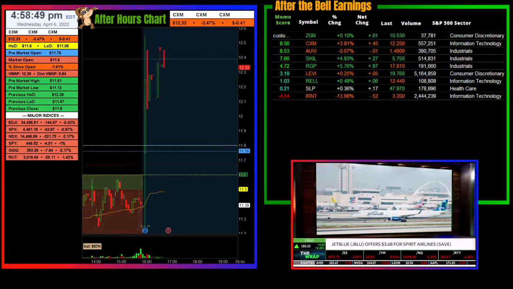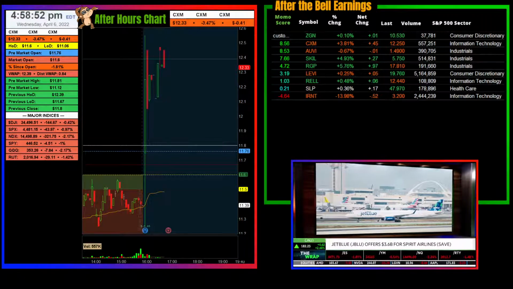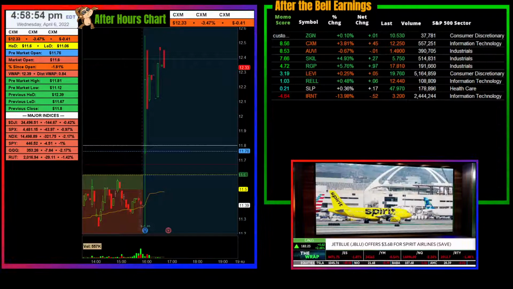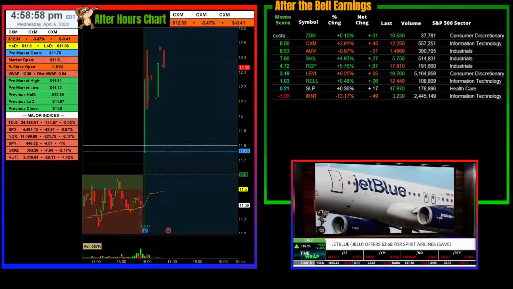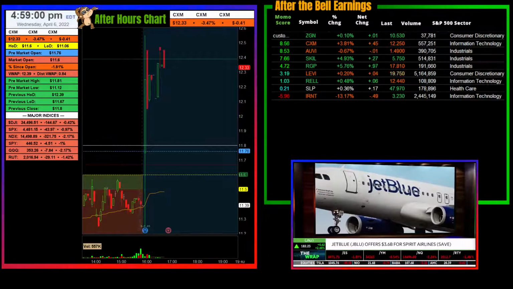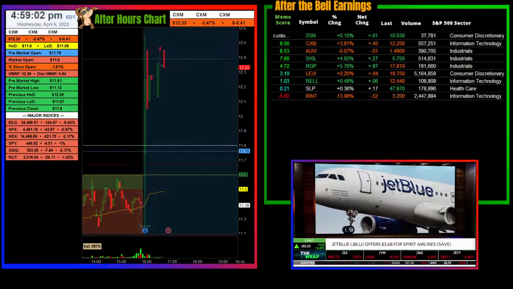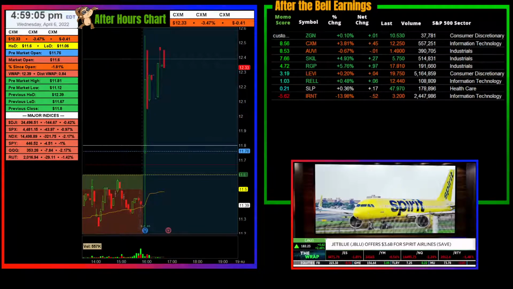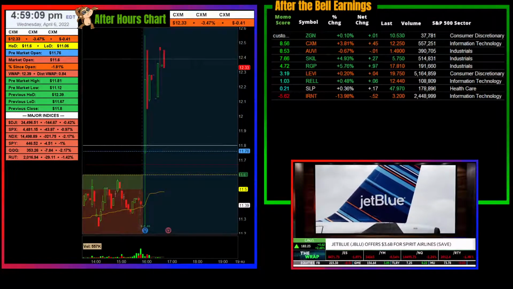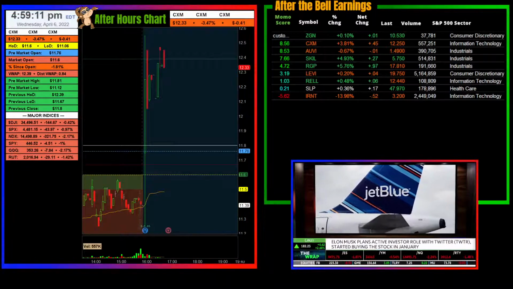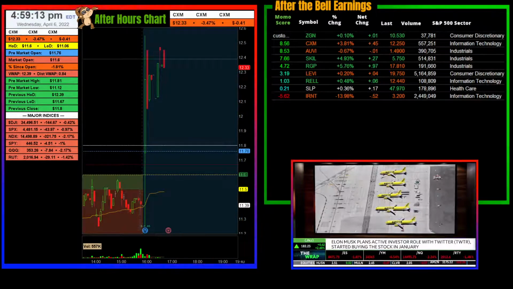Now, what about individual names? There was news today with JetBlue and Spirit Airlines. JetBlue is proposing an acquisition of Spirit Airlines, an all-cash transaction. When that news came out yesterday just after the close, we saw quite a rally in Spirit Airlines, up about 30%, and it's pretty much held that gain, whereas JetBlue was down about 8 or 9%, and it's staying down there as well.